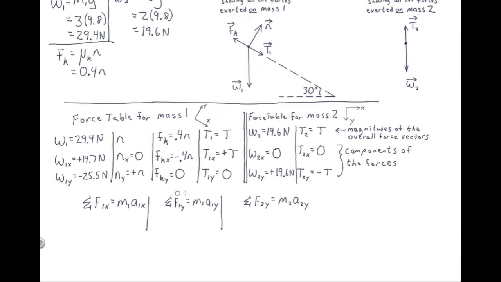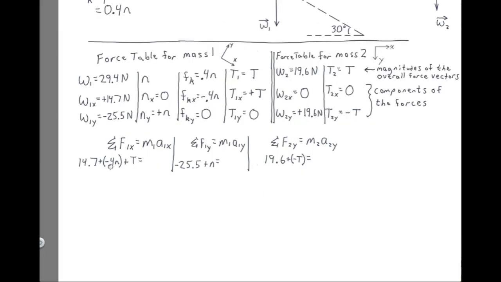Now the sigma symbol tells us to add the individual force components on the left sides of these equations. Here I've added all the components, being careful to include negative signs in front of the negative components. We need to plug in for the masses. Mass 1 is 3 kilograms, mass 2 is 2 kilograms.